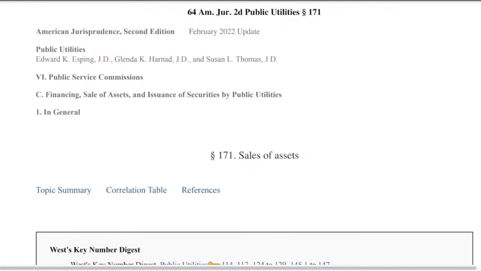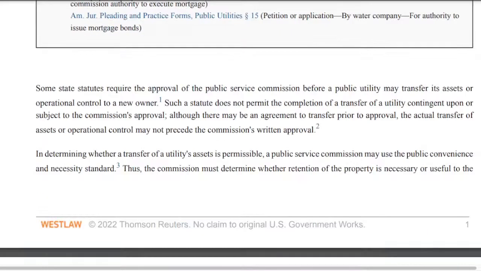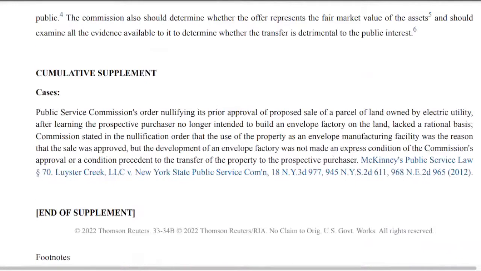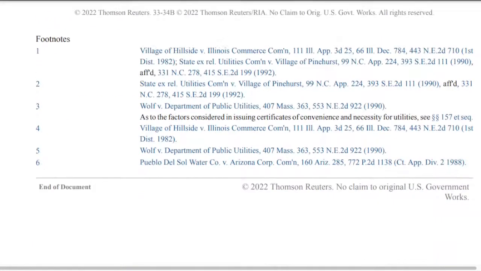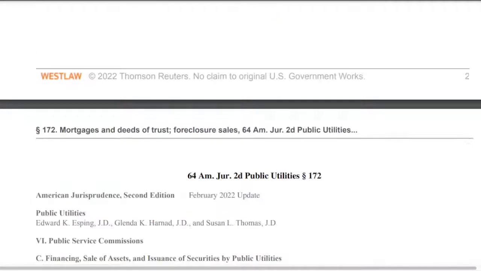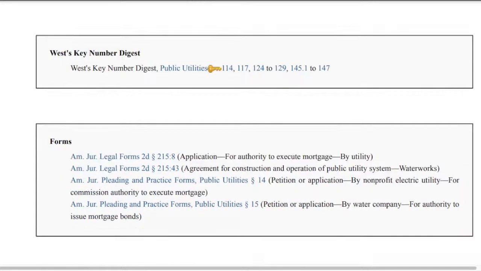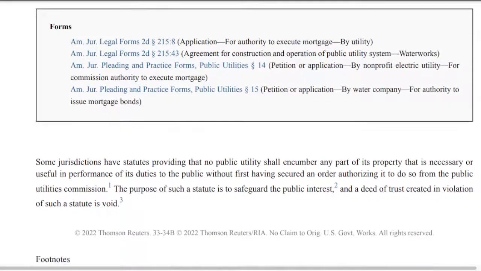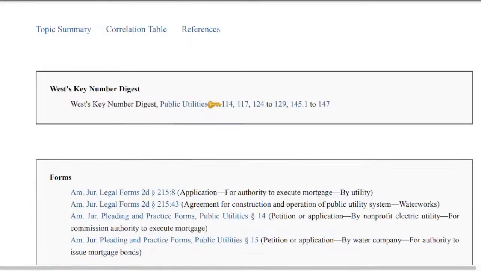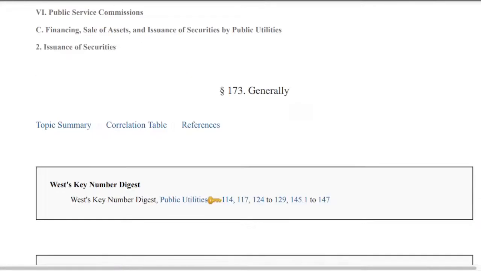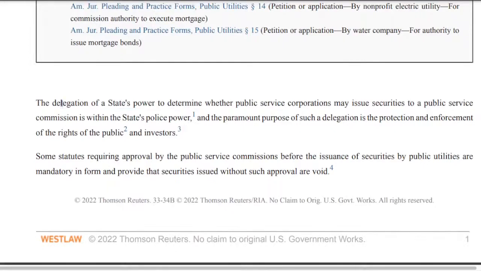Heavy stuff here. Sale of assets. We could probably skip over this. Someone's buying anything like that. Stop me if anyone wants to go over the sale of assets. Mortgages, deeds of trust, foreclosure sales. So yeah, this is if they're foreclosing on their utility. Generally, state's power to determine whether Public Service Commission may issue securities. So we're going to skip over this one too.